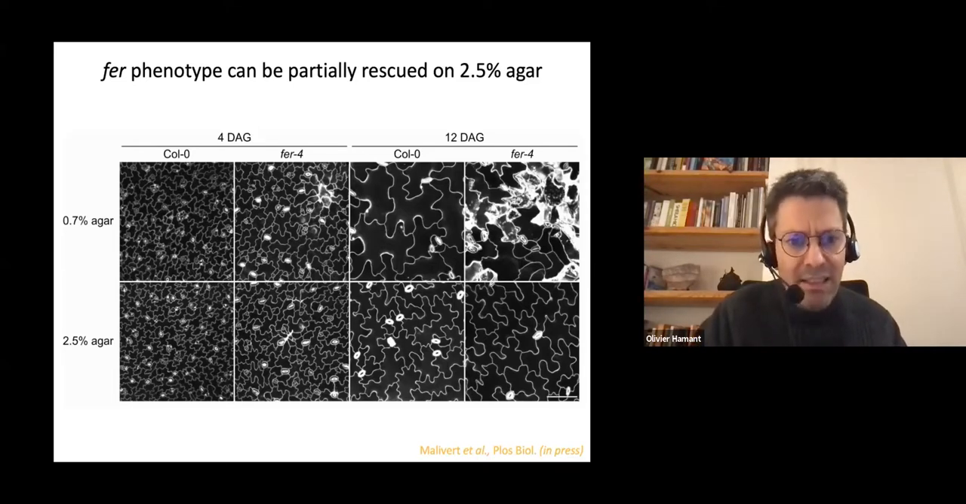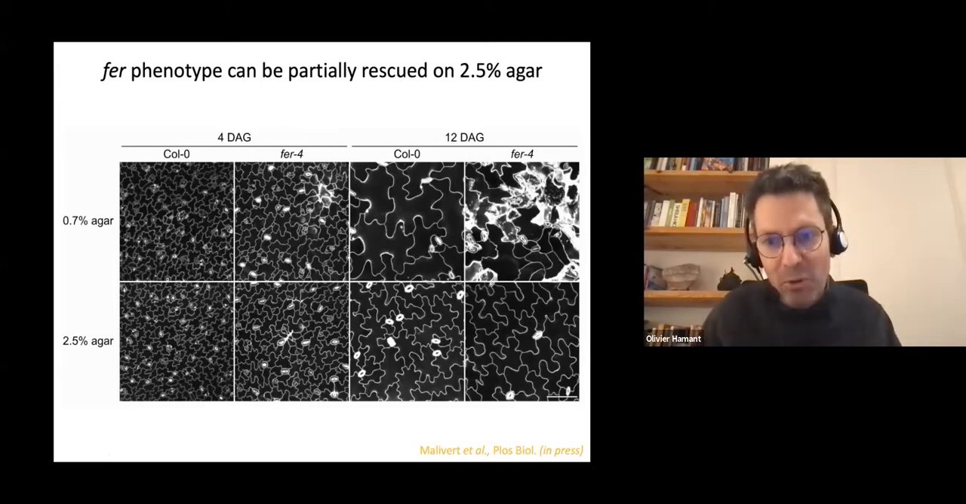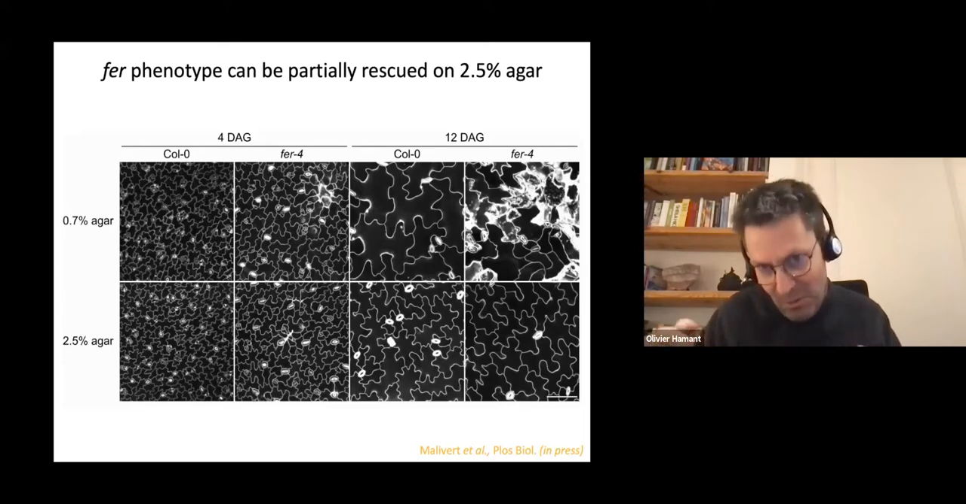And so what you see in the wild type is that, to start with, the cells are not that different from the 0.7% agar. But you see that 12 days after germination, the cells are largely smaller than at 0.7% agar. And so this makes sense, right? There is less water, so there is less growth. So you have less tension in the cell wall, so you have less growth.